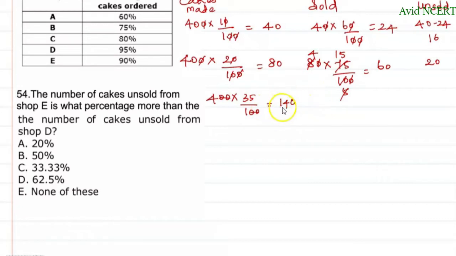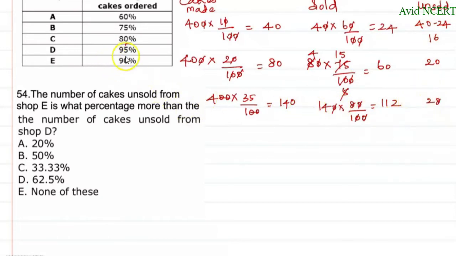And the cakes ordered from this shop is 80%, which is, out of this 140, 80% of cakes were sold from here. The zeros get cancelled again. 14 times 8, which is 112. So the number of unsold cakes here is 140 minus 112, which is 28.